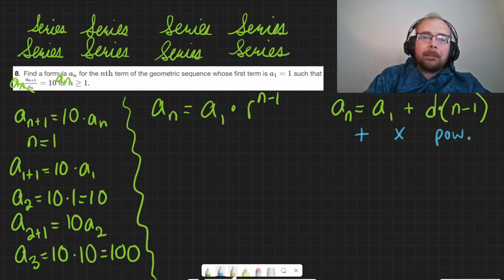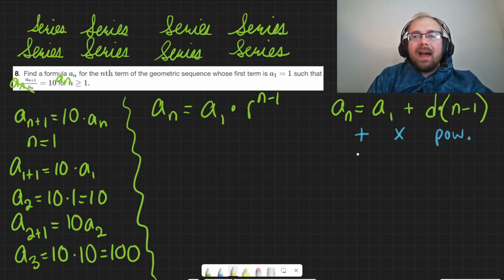Okay, well, what if we look at the opposite end of that? Like the opposite of adding is subtracting, right? And then the opposite of timesing is dividing. And then the opposite of powers are roots.